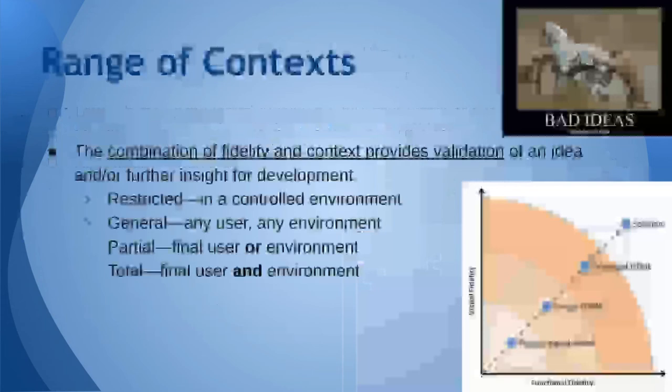If it's partially controlled, it's going to be the final user or the final environment where it's going to be used. And if it has total control, total fidelity and context of the actual user, it will be used by the final user in the environment it was intended for.